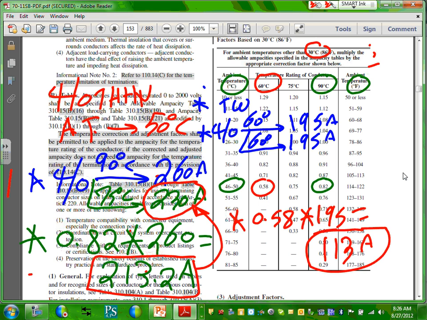So does that make sense though? Do you see the difference between these two? Do you guys see the difference? Okay, can I have thumbs up? We know how to use this table, right? And we use 310.15(B)(16).